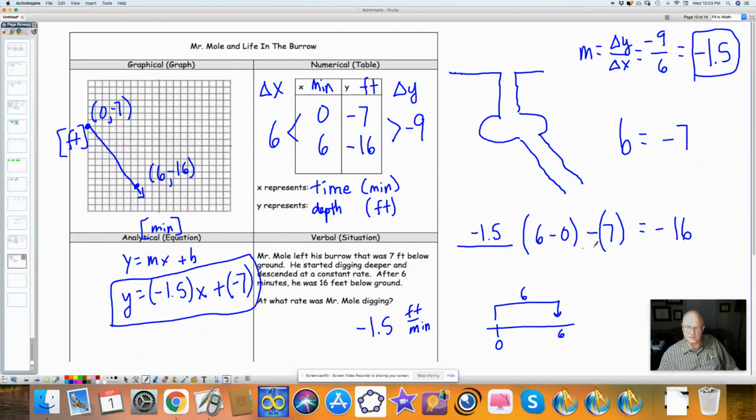You see how that works? I could have written -1.5 times, instead of 6, we could have put x, some unknown, or x sub 2 minus 0. The -7 goes with the 0. This is plus a -7. And this would be y sub 2. So I could find any y. This is my equation. It turns out to be the same equation as we have here.